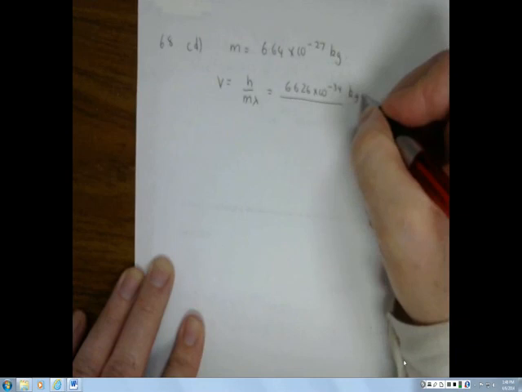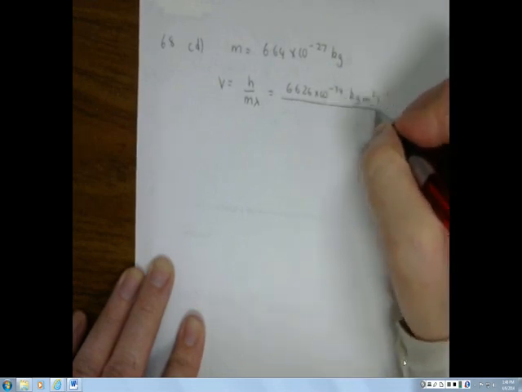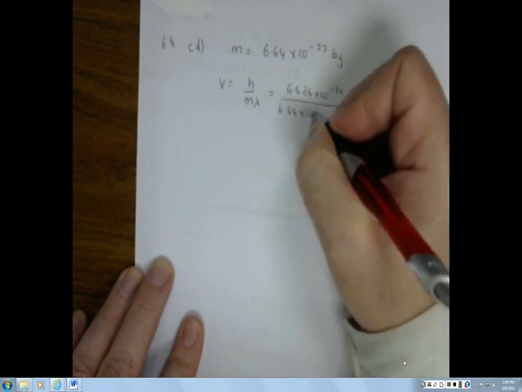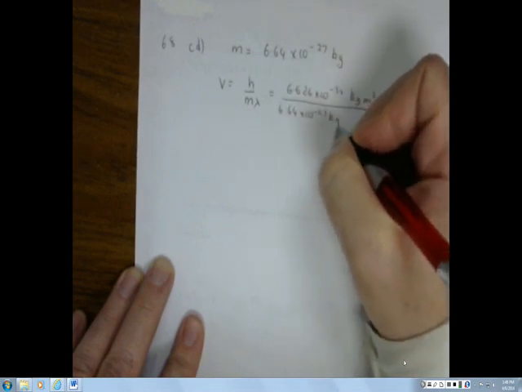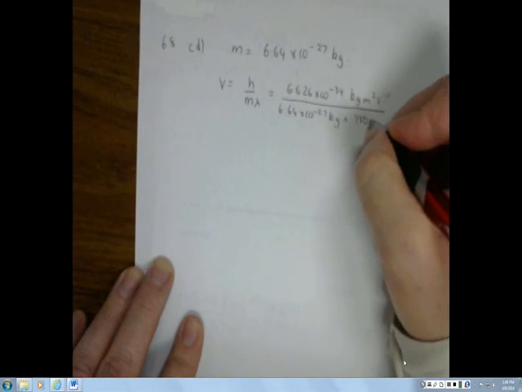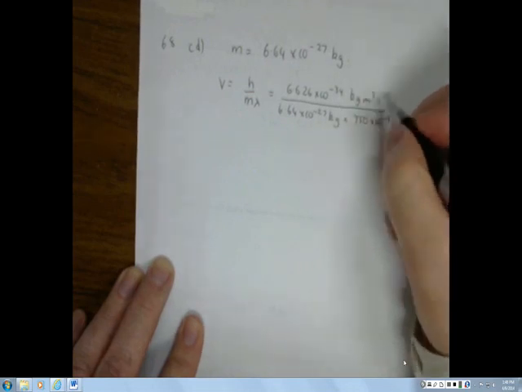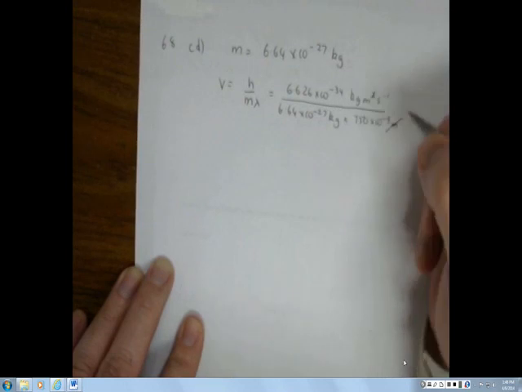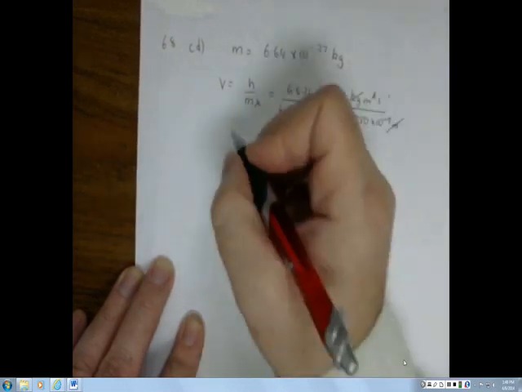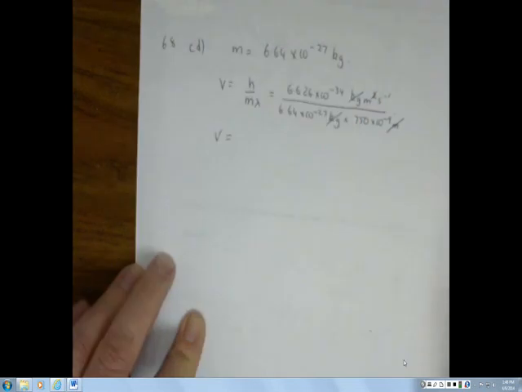Kilograms, let's write it out, meters squared per second, just to make sure we're on the right track. Its mass is 6.64 times 10 to the minus 27 kilograms, and its wavelength is 750 times 10 to the minus 9 meters. The kilogram cancels, leaves us with meters per second. So, confident about our formula.